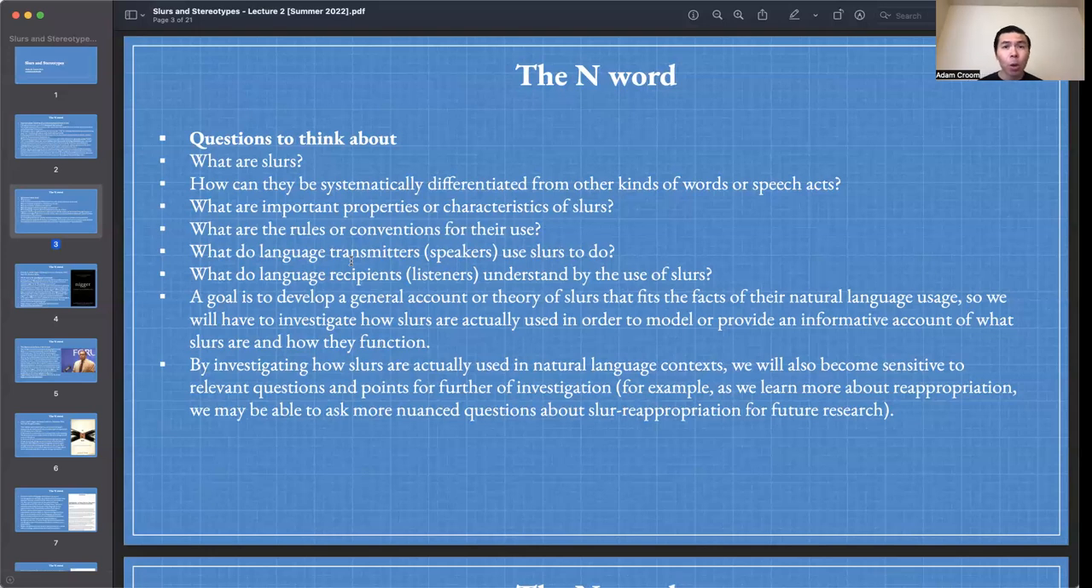Okay, so the purpose of doing empirical work is several. One purpose of empirical work is so that we can develop a more accurate and nuanced account, a theoretical model. Another purpose of doing empirically oriented work is that it will help raise more questions for us. As we learn about slurs and their variable usages, it'll help us ask more interesting questions about slurs.